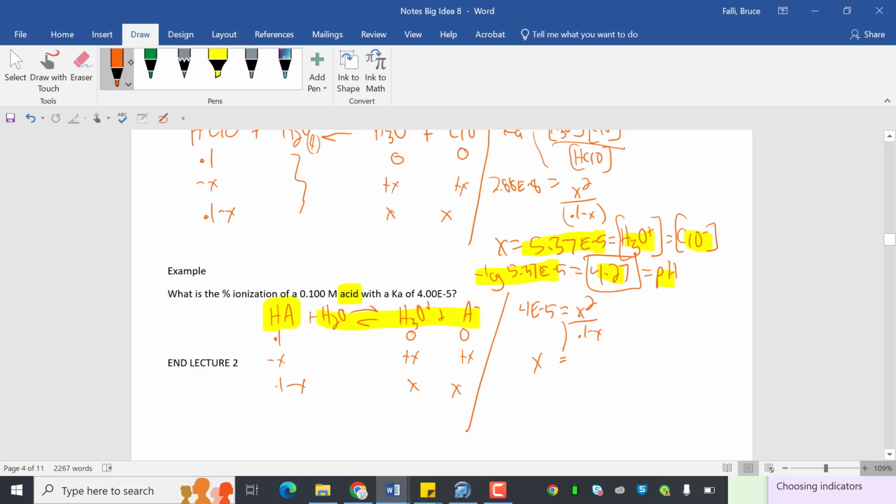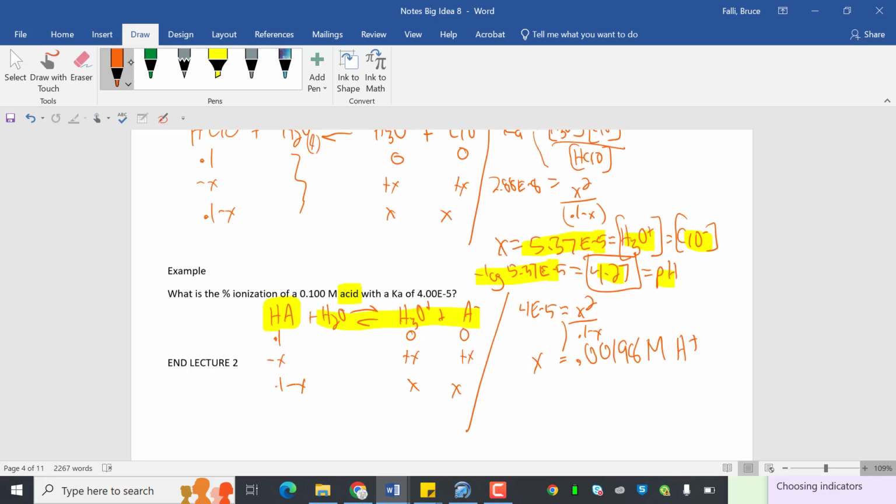And now I'm going to solver this guy again. So math, 0, solver, up, clear, quantity, X squared divided by quantity 0.1 minus X, quantity, minus 4 E negative 5, enter. My guess is 0.0001, alpha, enter, and I get 0.00198. 0.00198 molarity of H positive.